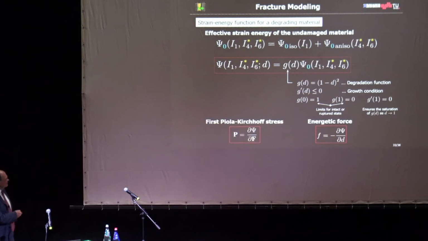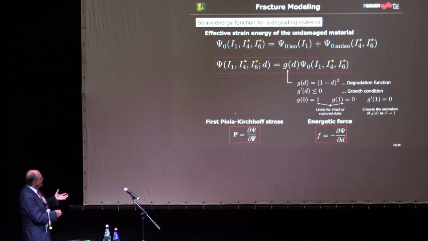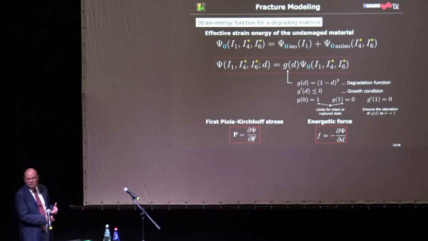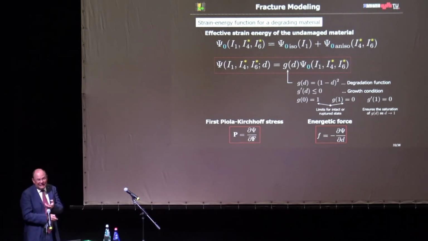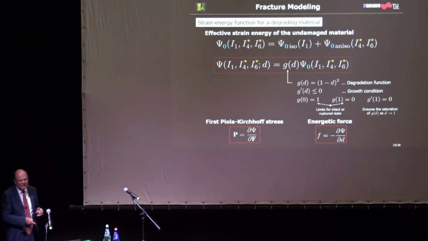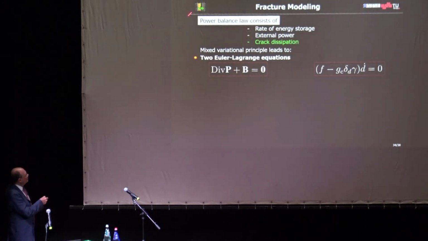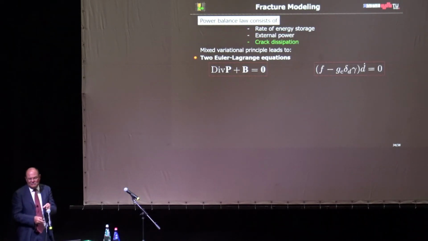So this is a relatively standard concept, and what we can derive is the first Piola-Kirchhoff stress, very basic. So this is the strain energy function with respect to the deformation gradient, and I call it the energetic force F, which is minus the derivative of the strain energy function with respect to this parameter d. Okay? And then we have to do our homework. We have to set up the power balance laws, which consist not only of the rate of energy storage and external power, but also of the crack dissipation. So you have to, of course, add that.